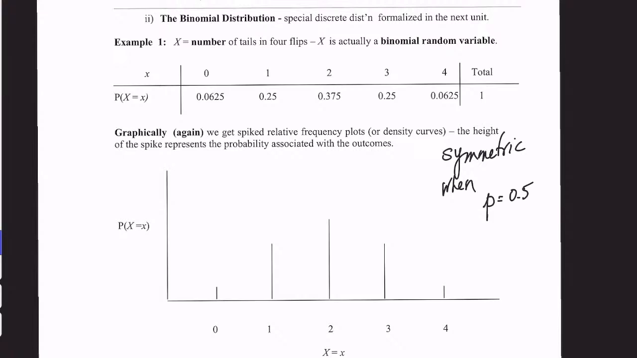So what is special about the binomial? Why does it have a special name? Why does it have a special formula or a pattern? And what is that pattern?